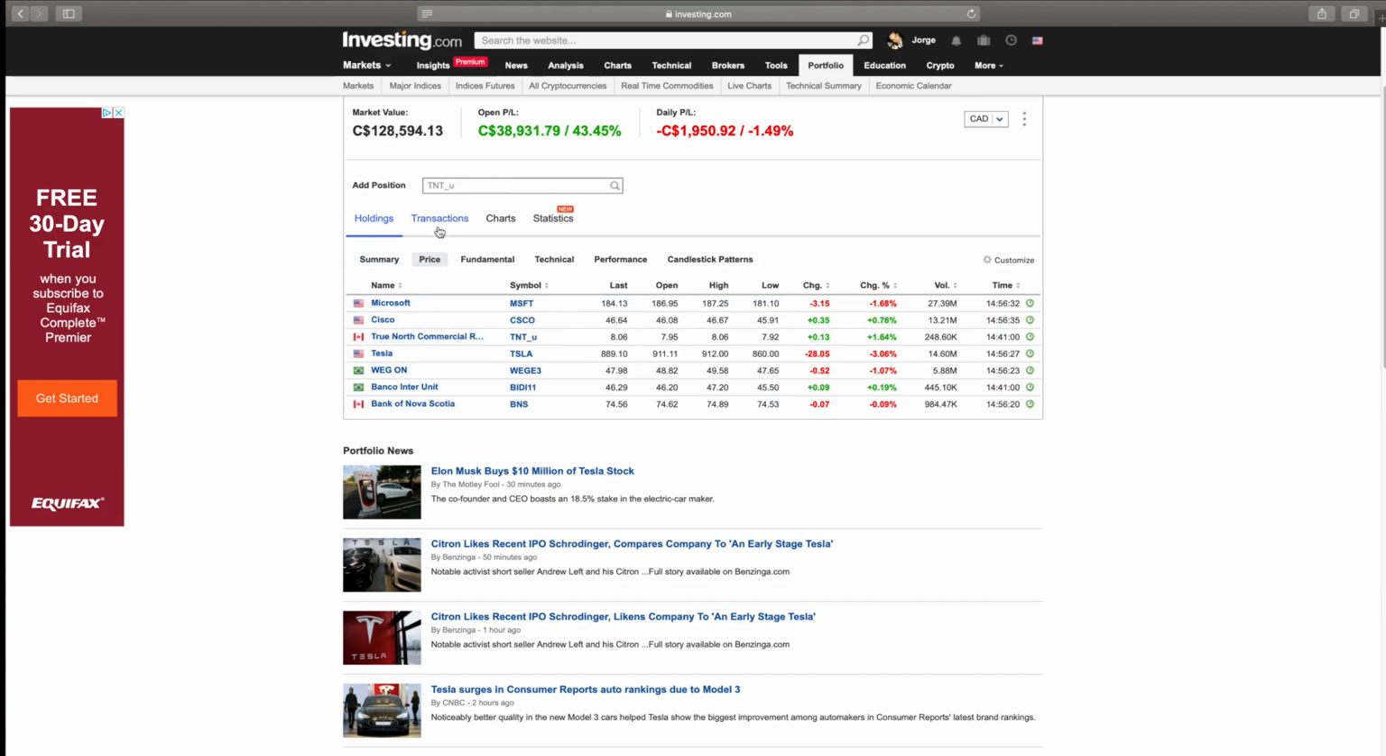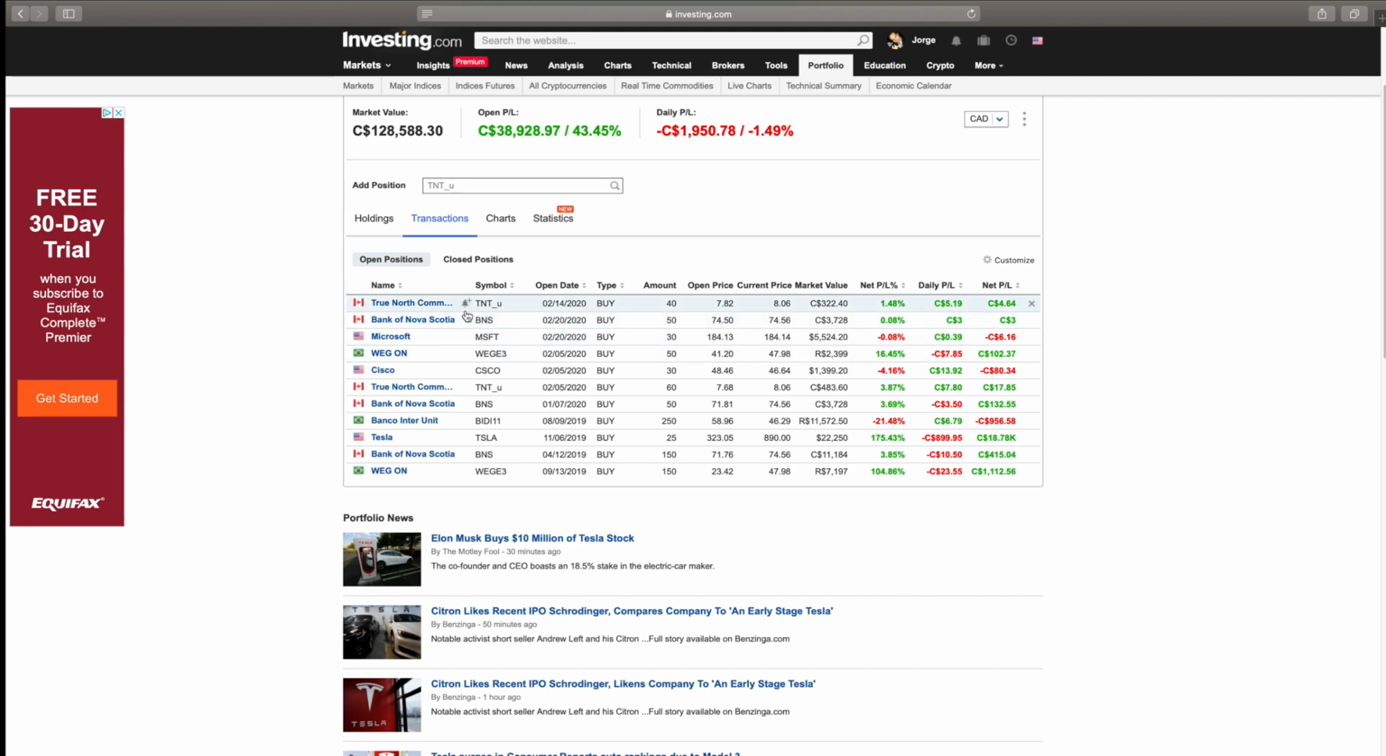So let's go here to transactions. In transactions, you can see here, I bought it on the 14th of February, 40 shares, 7.82, and if you see the other one, 7.68. So it makes the average of the price.